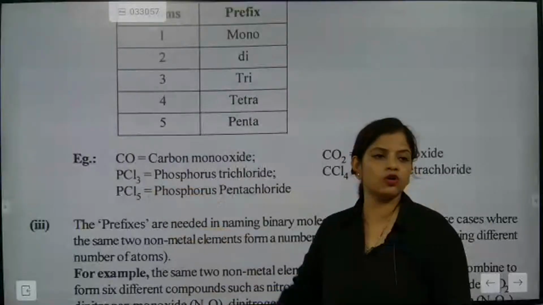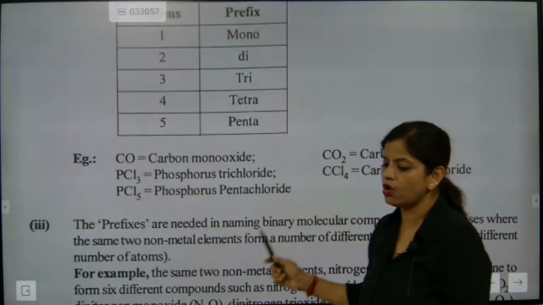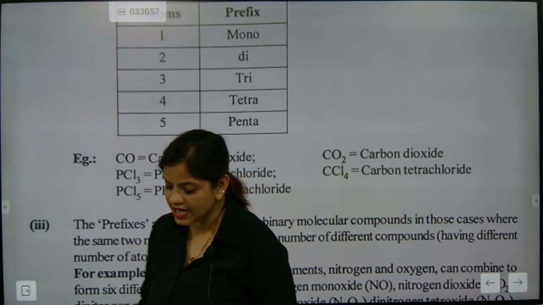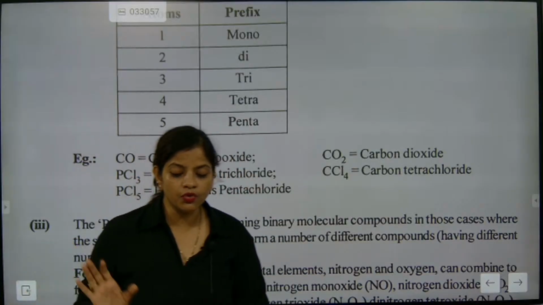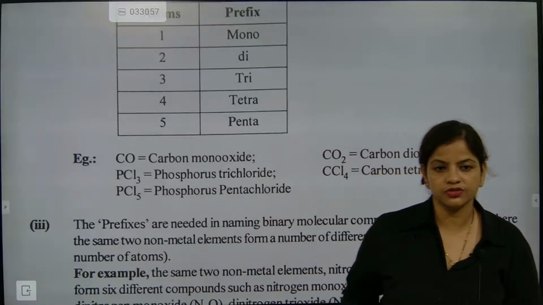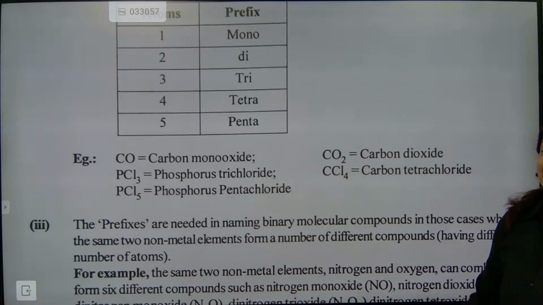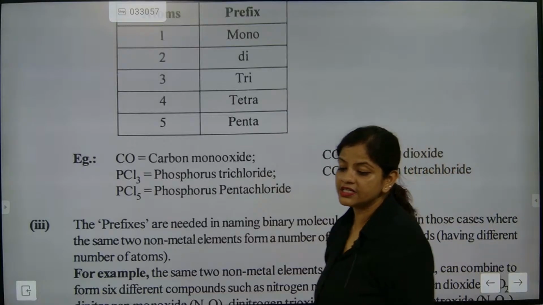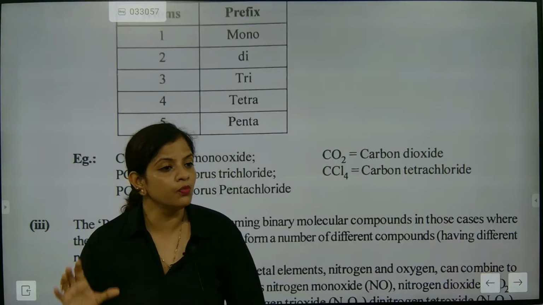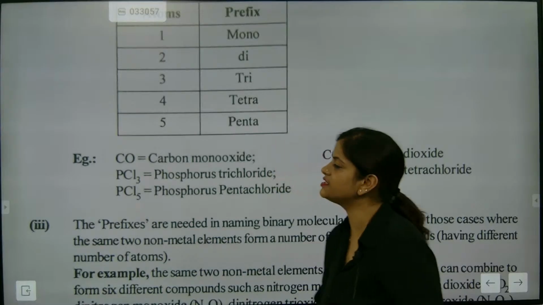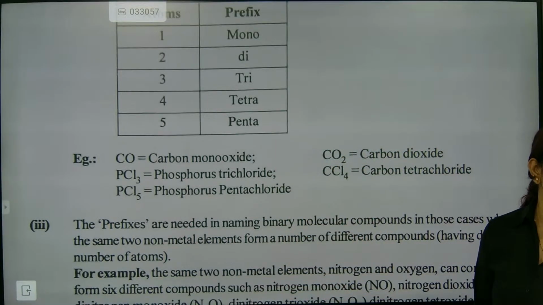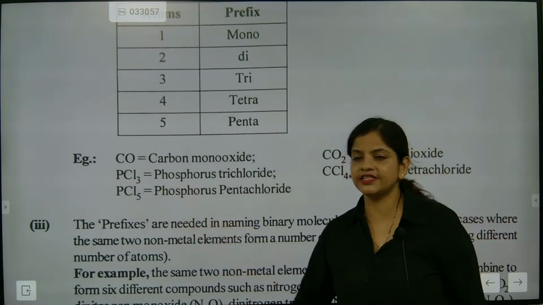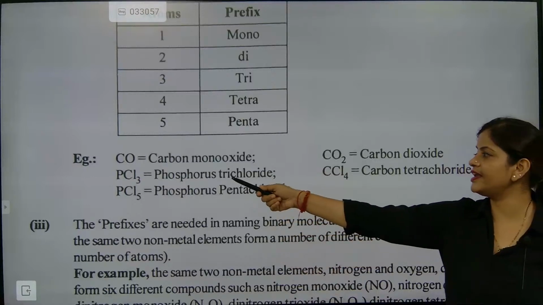After that, only one oxygen is there. Carbon monoxide. Why is it considered carbon monoxide? Because only one atom of oxygen is there. So what is it considered as? Carbon monoxide. What is it considered as, beta? Carbon monoxide. Here how many chlorine are there? 3. So what are you writing?